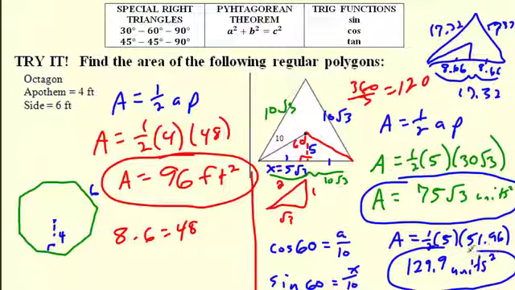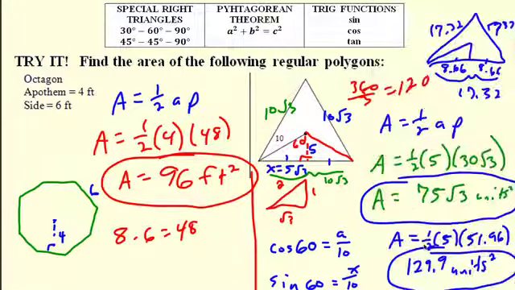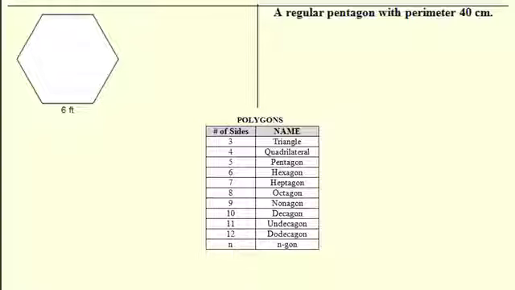So how does it compare to the exact? Let's check it out. If you did the exact, use your special right triangles, never rounded at all. If you wanted to make it a decimal to compare, look at that, 129.9 versus 129.9. So I'm very good with using the trig and doing a little rounding. Excellent job finding area.